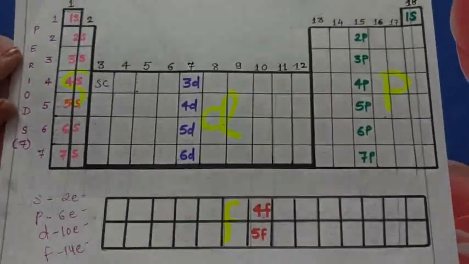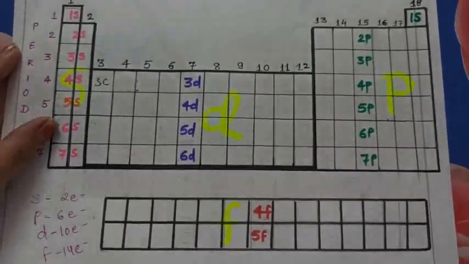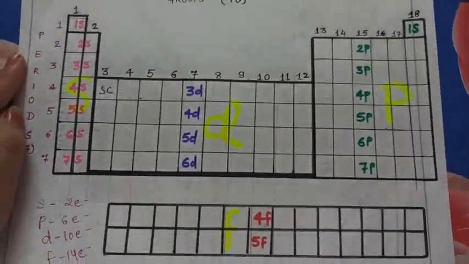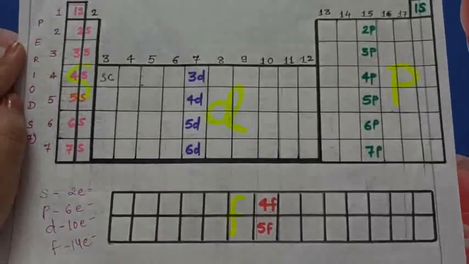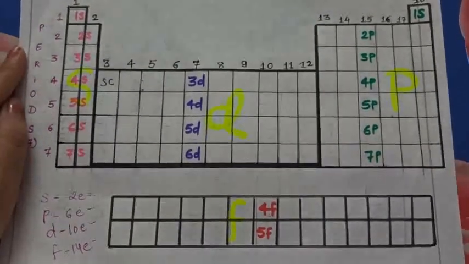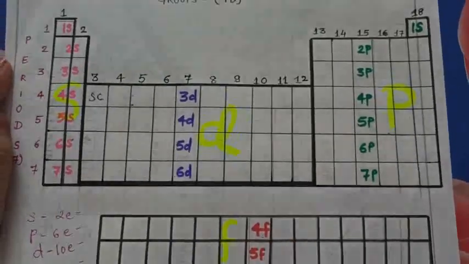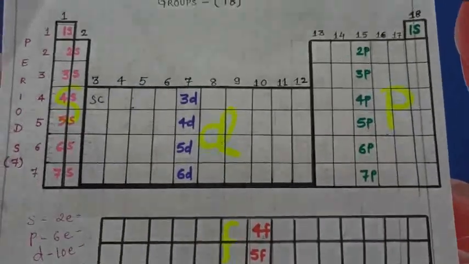So I hope this is clear. The S block has 2 groups, P has 6, D has 10 and F has 14 elements in each row. One more thing has to be understood. Here is an exception.